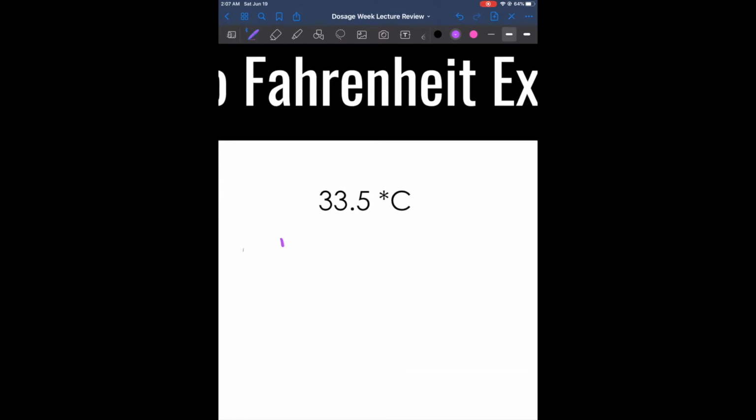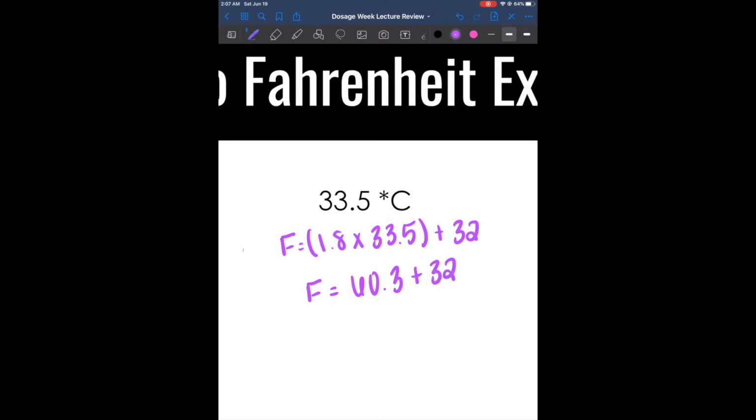So again, Fahrenheit is 1.8 times your degrees Celsius, so 33.5 in this case, plus 32. Do what's in your parentheses first. 1.8 times 33.5 is going to give you 60.3, plus 32, which is going to give you 92.3 degrees Fahrenheit.